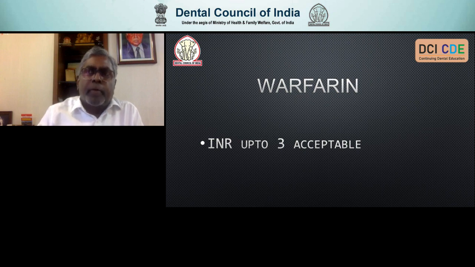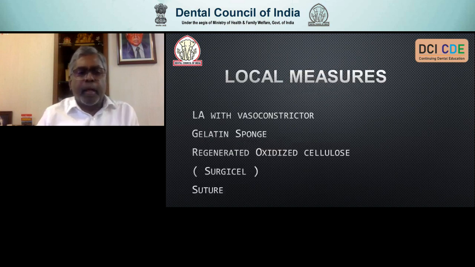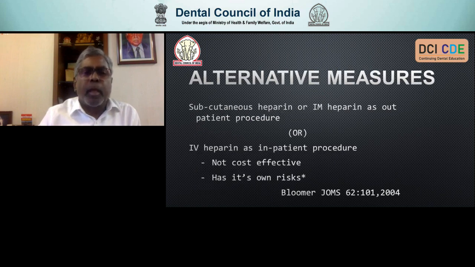In our practice, when we see a lot of these patients who are put on warfarin, you look at the INR, even with medication, it doesn't go sometimes beyond 1 or 1.5 or 2. So please check the INR levels for these patients and then do your measures. And of course, if you have any local bleeding, they can be easily controlled by these sort of measures. Alternatively, these patients can be put on subcutaneous heparin temporarily or as intramuscular heparin as outpatient procedure.